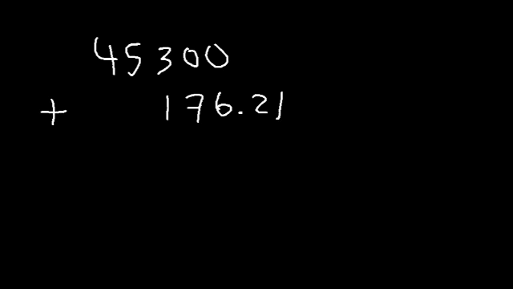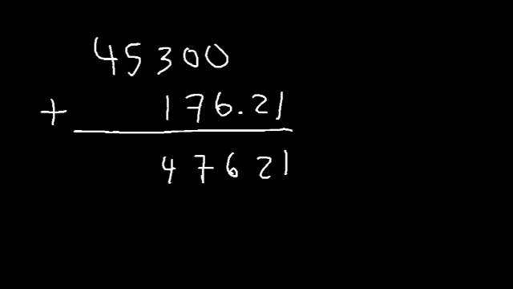Now what about this one? 45,300 plus 176.21. So let's add the numbers first. 1 plus 3 is 4. The other numbers are simply going to fall down. So it's 45,476.21. That's the exact answer, but where should we round it? So the 4, 5, and 3 are significant figures. The zeros are non-significant. So therefore, we need to draw the line at this point, right after the last significant figure.